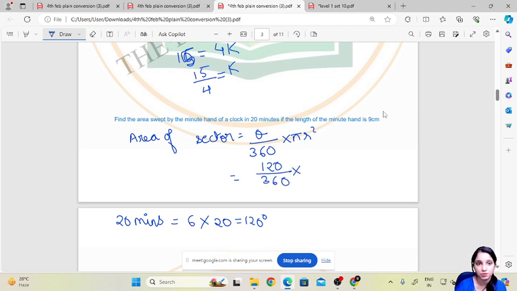Do not substitute a value for pi, they have said. So I'll just write pi here. R square is 9 into 9. 0, 0 cancel. 12 ones are 12, 3 threes are 27. So 27 pi centimeter square is the area.